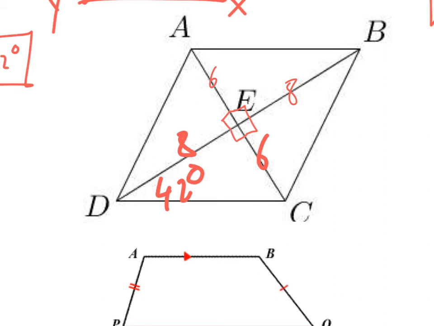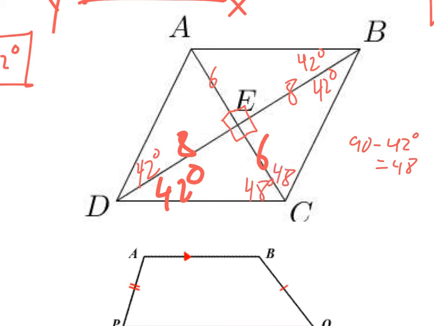And then we know that the diagonals bisect the angles, so this will be 42. Using alternate interior angles, this one here and this one here are alternate interior angles, so this guy's got to be 42 also. Now, these two angles have to add up to 90. So if I take 90 minus 42, we get 48. So this guy has to be 48, and so do both of these. And alternate interior angles tells us these have to be 48 also.